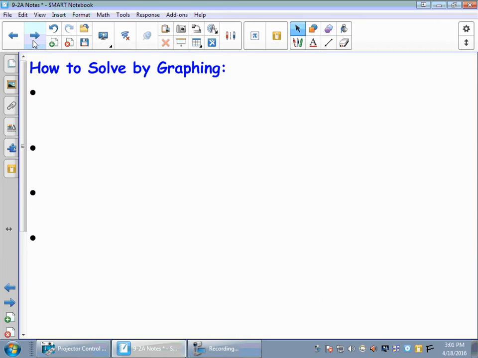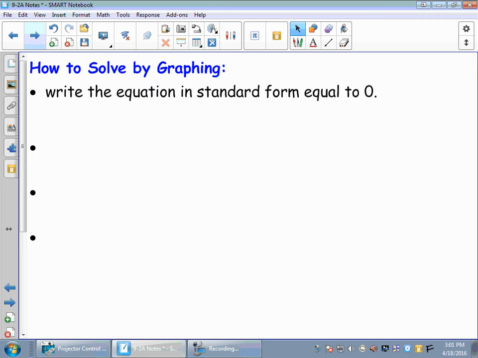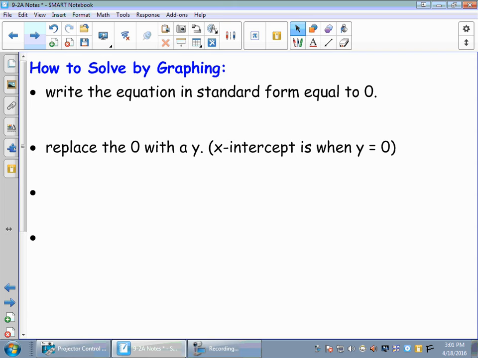To solve by graphing, here is your checklist of things that you need to do. You're going to write the equation in standard form and set it equal to 0. If you want to put it in vertex form, you're more than welcome to later on to get the graph, but we're going to put it in standard form. You're going to replace the 0 with a y value. They already have it set equal to 0, so we're going to bring in a y because we have to graph. If you're going to graph, you need a y and an x in your form.